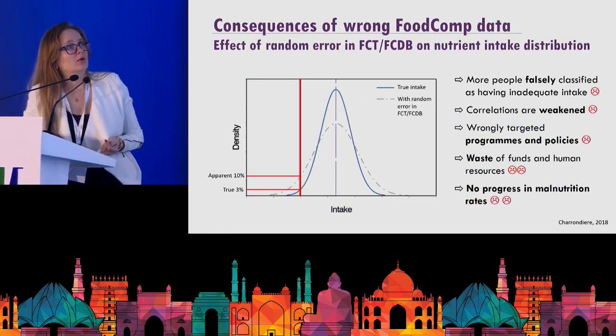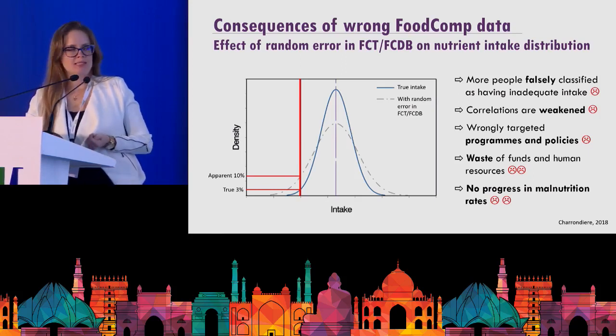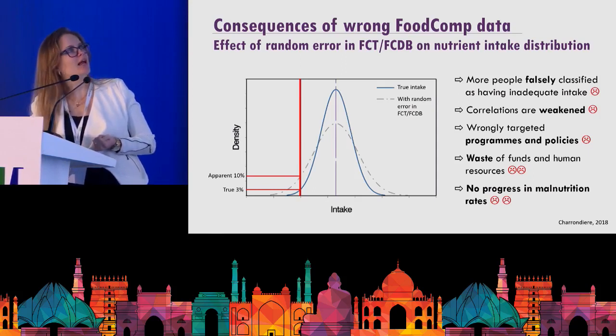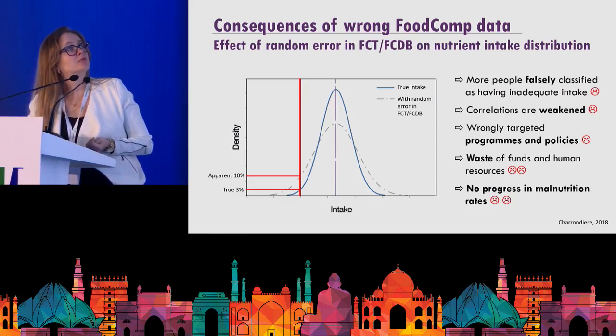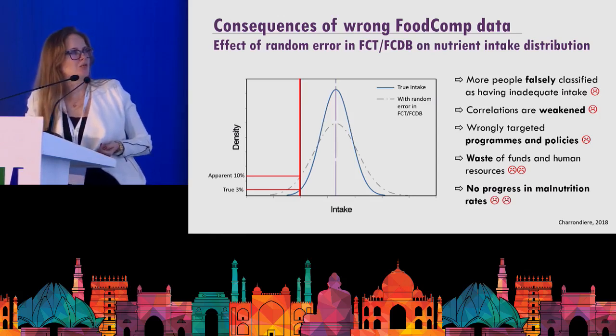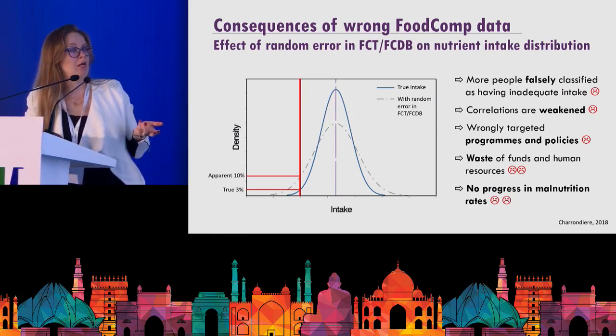And what are the consequences of wrong food composition data when we assess the nutrient intake in a population? Most of the problems that we have in food composition tables are considered random errors. And what happens when we assess the nutrient intake with a food composition table that includes random errors?